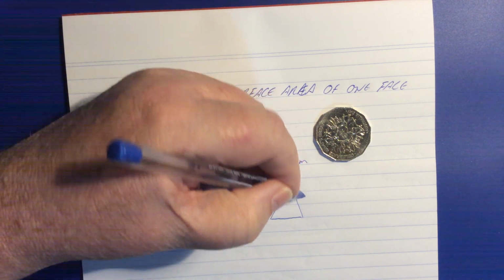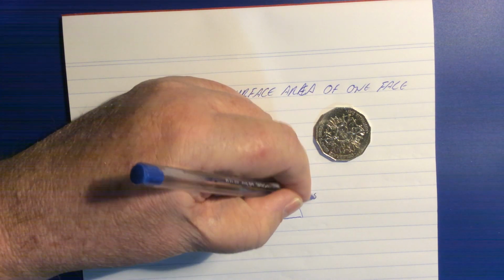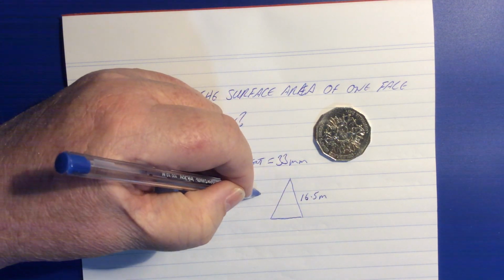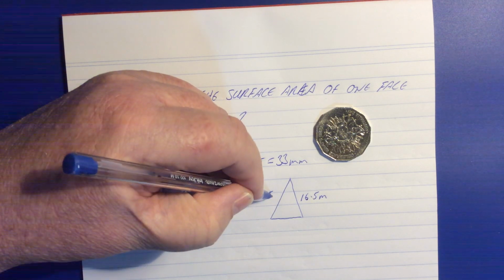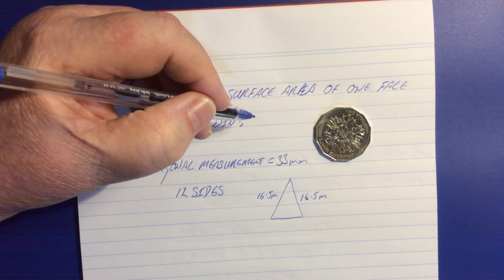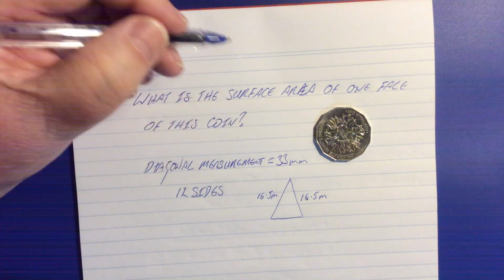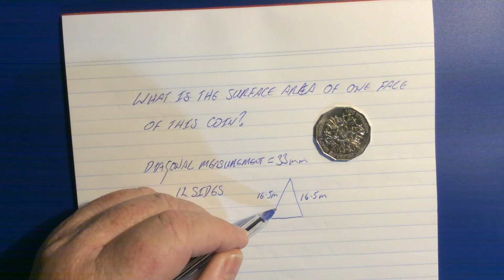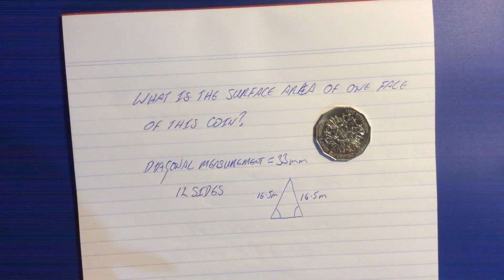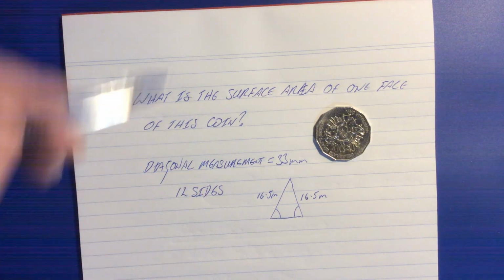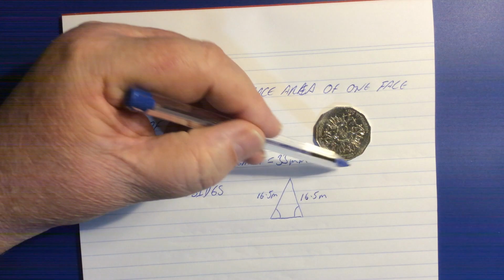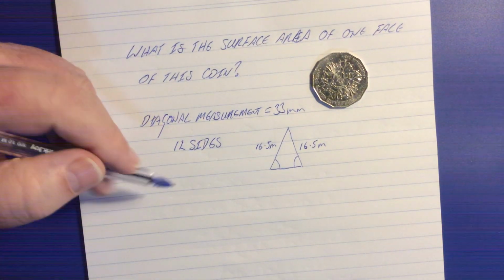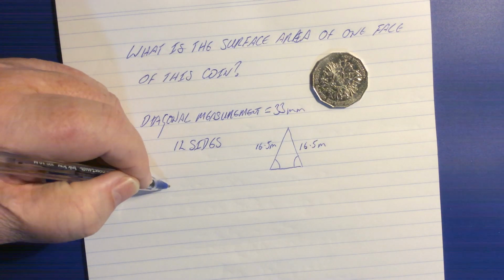So this is 16.5 millimeters. And because this is a regular shape, this is also 16.5 millimeters. And so we're off to a flying start, because the other thing we can do is work out what these angles are, because this is a regular 12-sided shape, and we can use a pretty simple formula to do this.